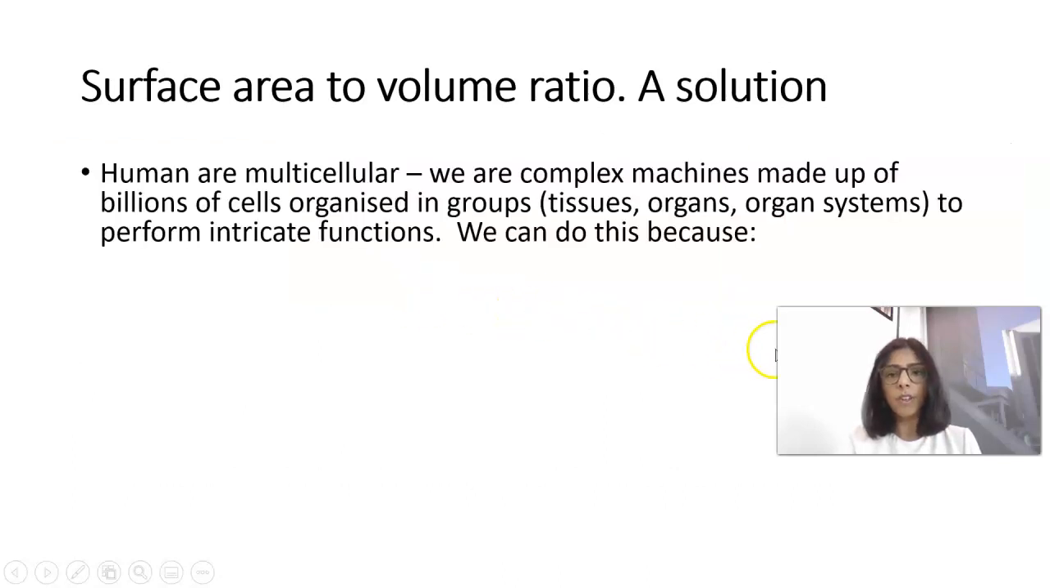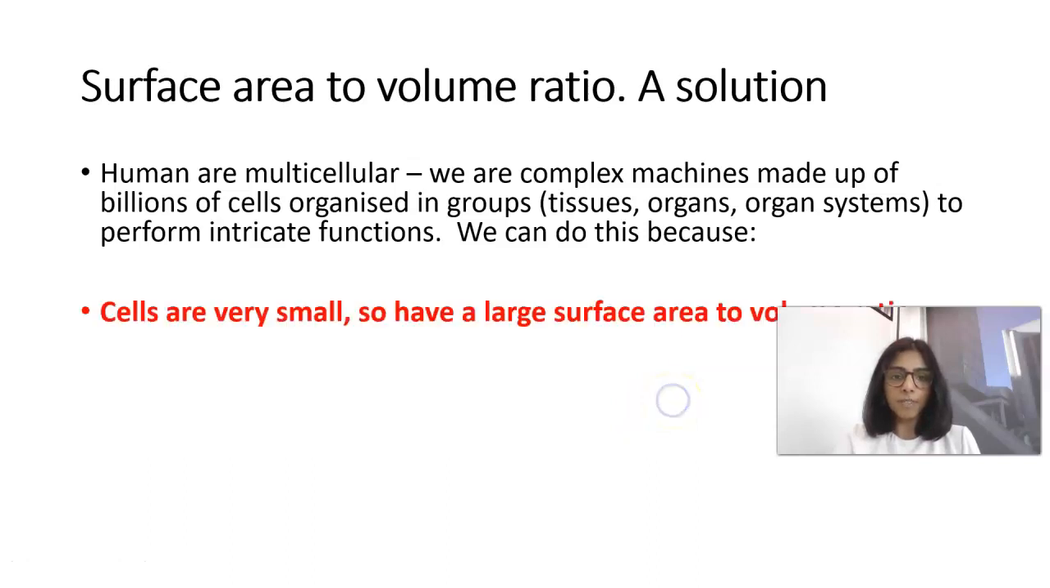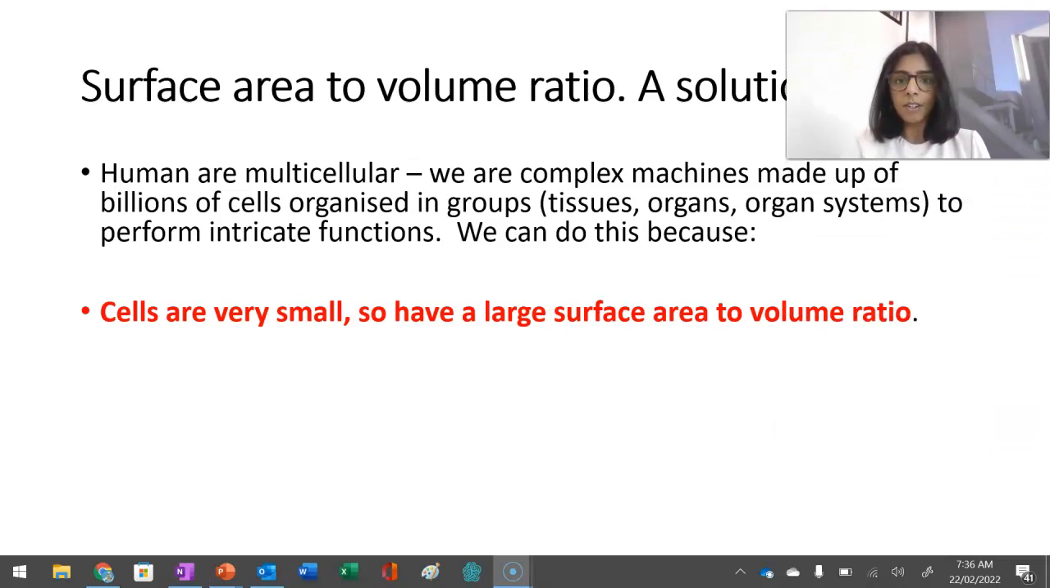Now, how the human body gets around this is that we aren't just made up of one giant cell. We are multicellular, and we've already established that we are made of billions of cells. And all those cells work together to perform functions. So, why is this a good thing for us?